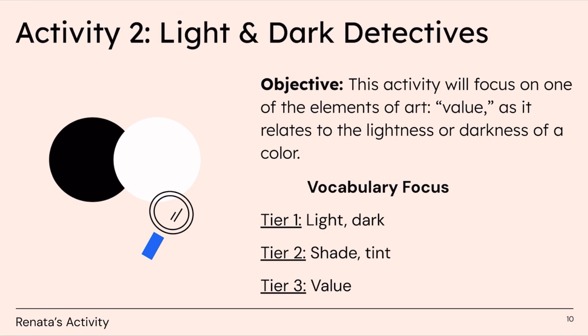So I developed an activity called Light and Dark Detectives. This activity will focus on one of the elements of art, value, as it relates to the lightness or darkness of a color. The vocabulary focus will be light and dark, which I would consider tier 1 words. Now, tier 2 would be shade and tint, and as tier 3, I would categorize the word value.